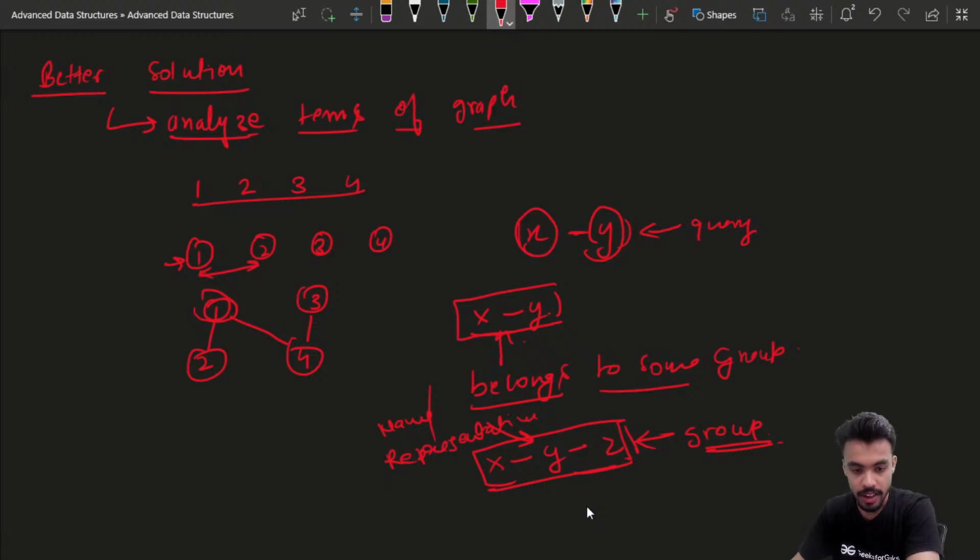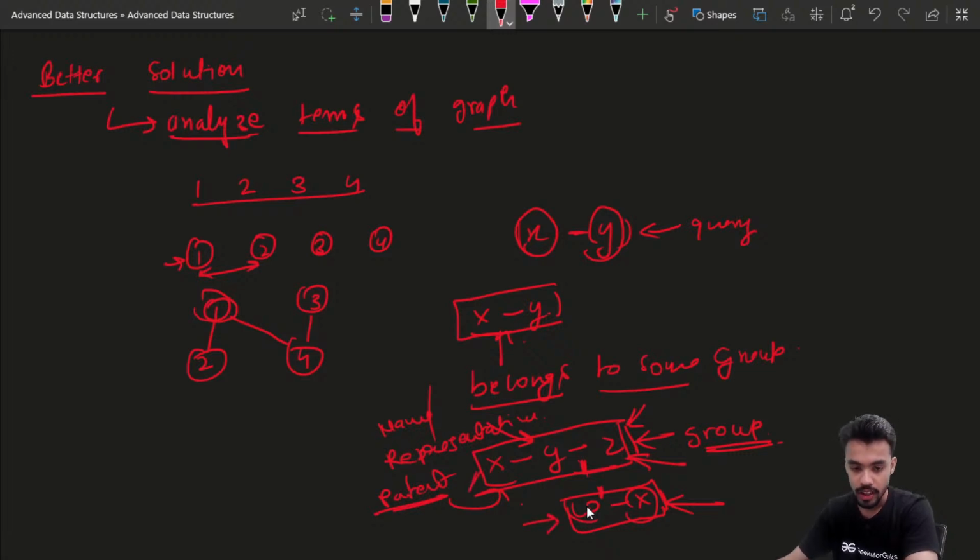Or say some ancestor or parent. So there should be some parent of each group. Suppose if this was one group, and w and x were in some other group, then we can check that x belongs to this group and z belongs to that group. As these two groups are different, no element from this group is a friend of that group.